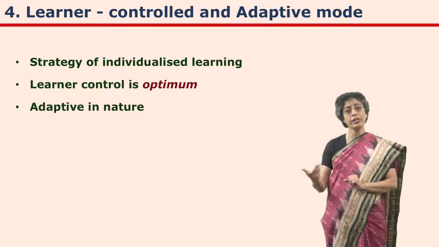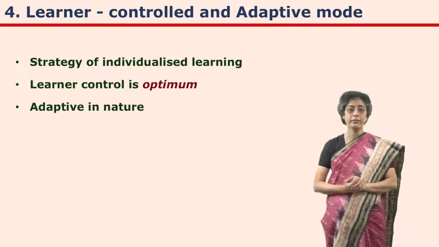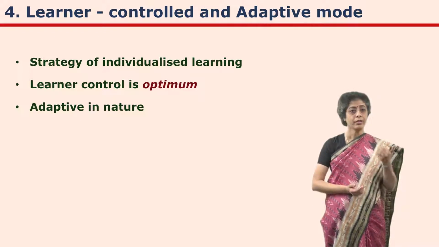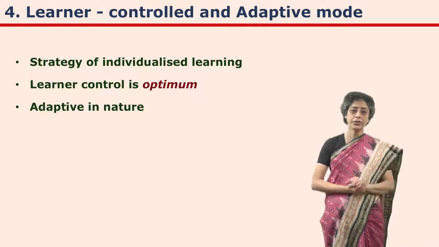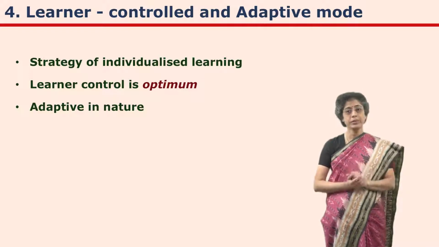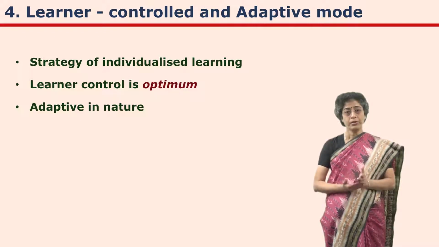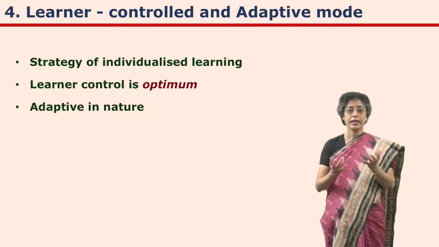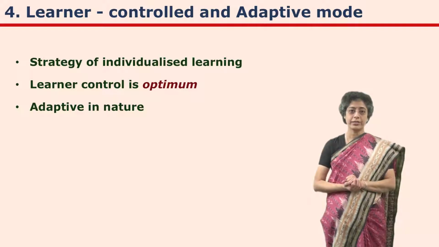Even modes of learning can be decided. For example, if I want to practice more, I will go into practicing mode. If I want to play games on the same subject, I will choose that. If I want to go through a simulation sequence, I can do that. So, a good CAI can be really very adaptive in nature.